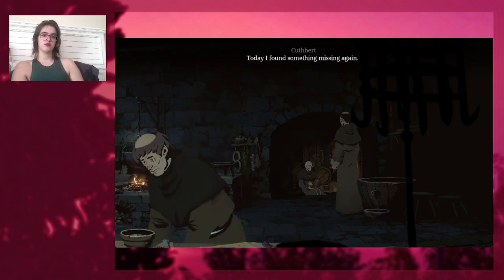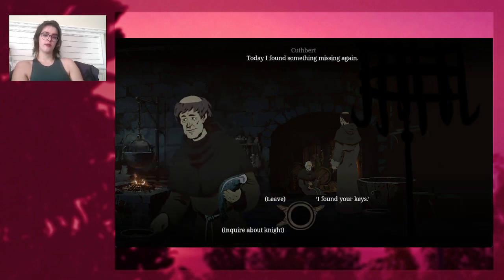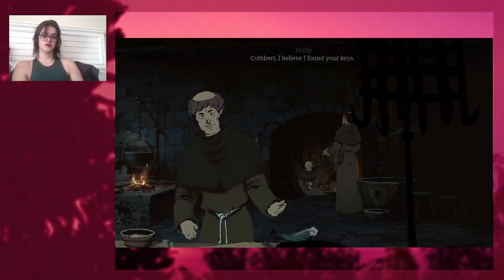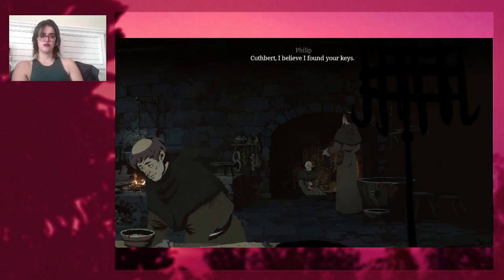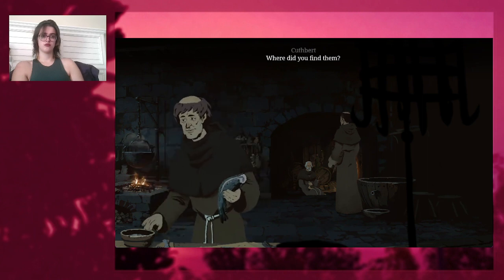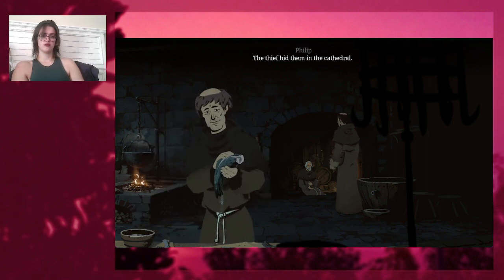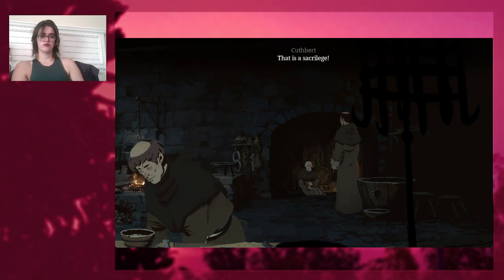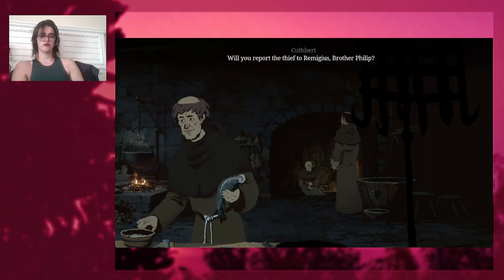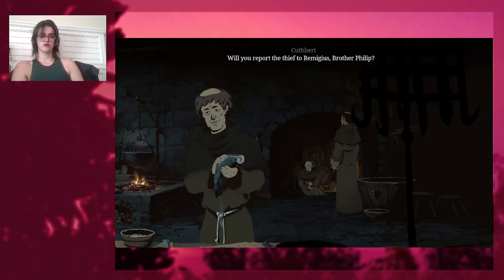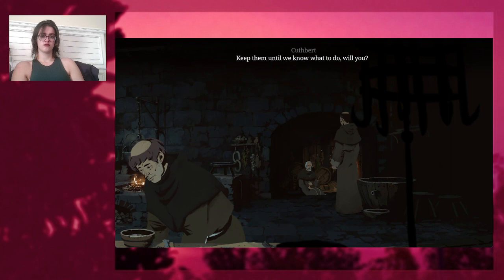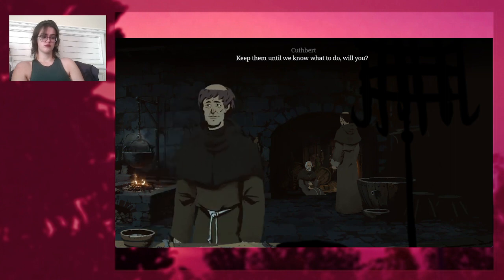Today I found something missing again. What? I believe I found your keys, Cuthbert. Where did you find them? The thief hid them in the cathedral. That is a sacrilege. Will you report the thief to Remigius, Brother Philip? I will think about it. Keep them until we know what to do, will you?